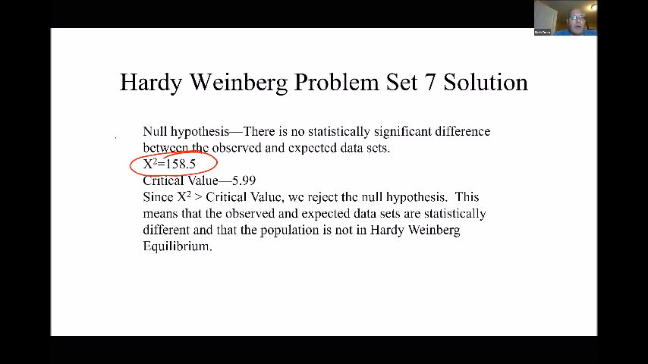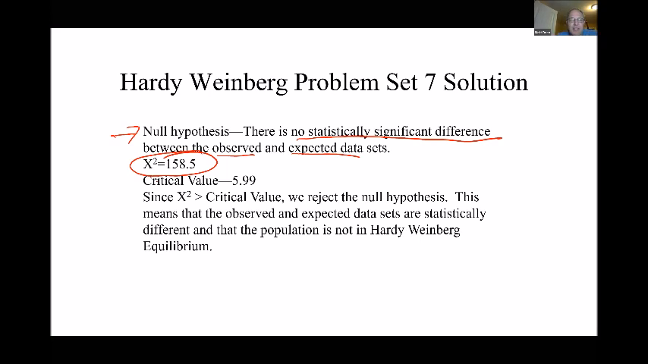Before I go any further, though, I need to think about a null hypothesis. My null hypothesis is that there's no statistically significant difference between the data I observed and the data I expected. So I've got a chi-square value. I now need to compare that to the critical value. This has to come out of the chi-square table, which I don't have in front of me right now.